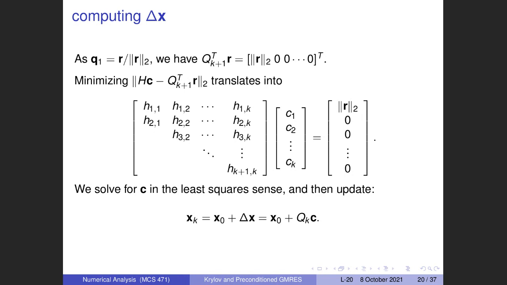We are always adding one extra row to it, and also computing all these additional k coefficients. So we want to minimize the residual vector, what we need to add to x naught, and this is expressed as solving this over-constrained system. So we have k plus 1 equations in k unknowns in the least square sense.